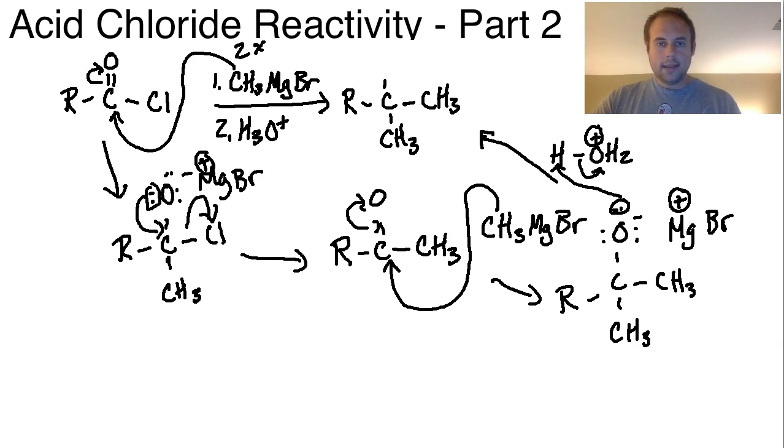So at the end of the day, acid chlorides will undergo 2 Grignard rounds. First one takes it to a ketone, second one will take it over to a tertiary alcohol. So that is how we deal with Grignards when we have acid chlorides.